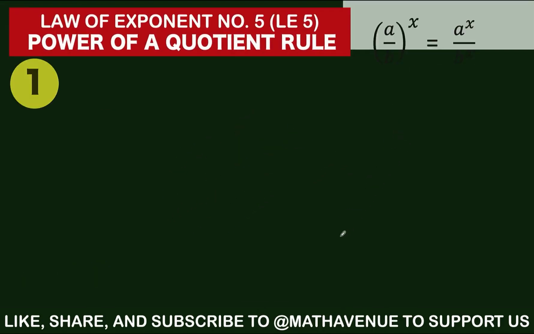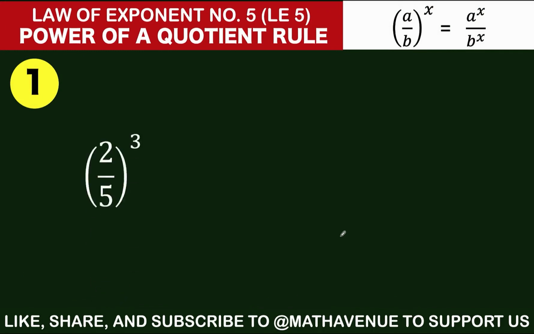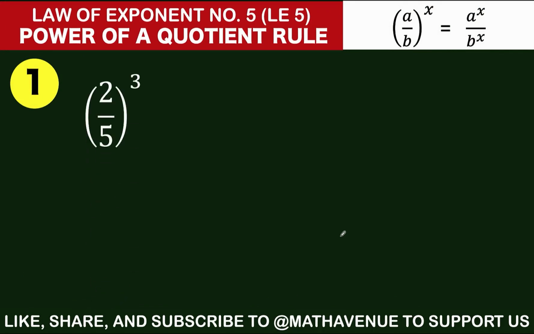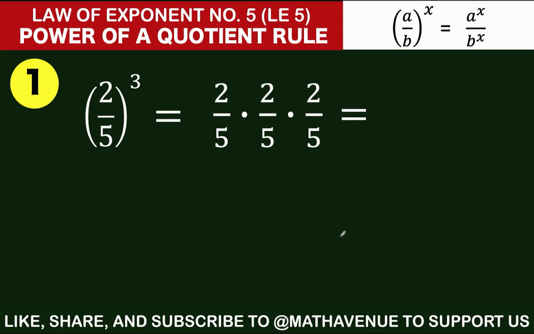Let's have a demonstration on how this happens. Let's say you have 2 over 5 raised to the third. This can be written as 2 over 5 times 2 over 5 times 2 over 5, applying the definition of exponents. You multiply the base 3 times. And when you multiply fractions, you multiply the numerators and you multiply the denominators. So multiplying 2 three times is 2 to the third, and multiplying 5 three times is 5 to the third.